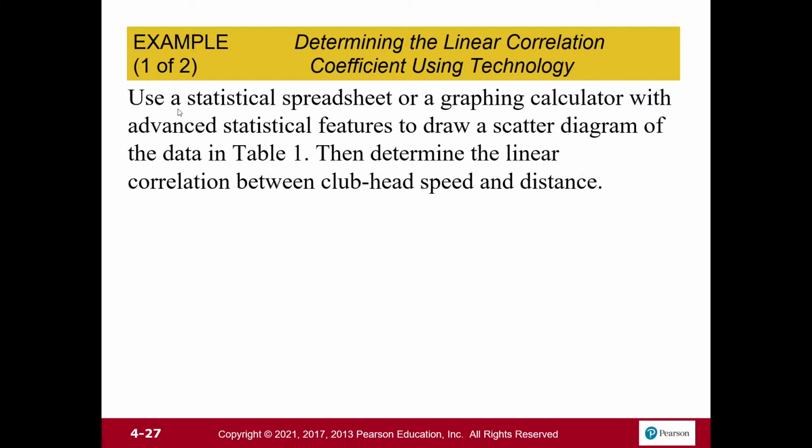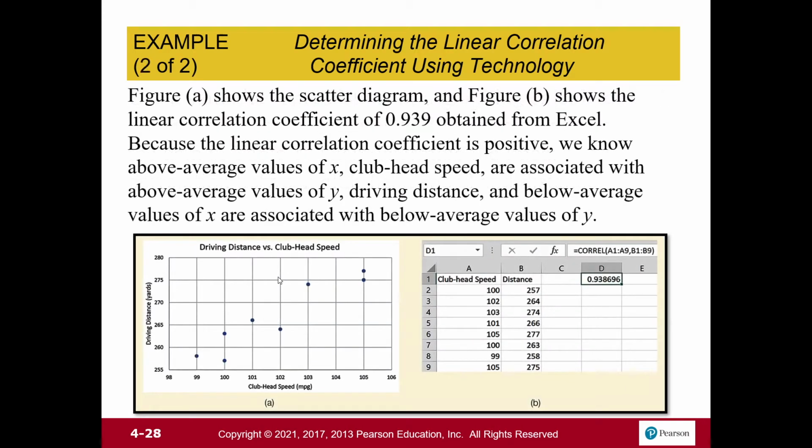Here's where they say you can use Excel, a spreadsheet, or a graphing calculator, or even advanced statistical features to create your R, because it is very tedious to calculate out by hand. Looks like here's one way they're able to do it. They have the list, and they use the function CORREL, and they're going from A2 down to A9, B2 down to B9, and they get the R. It's 0.939.